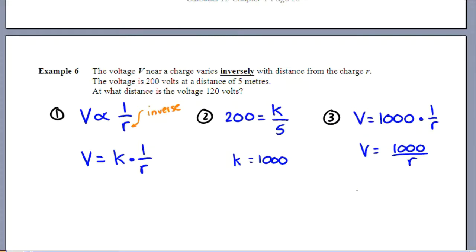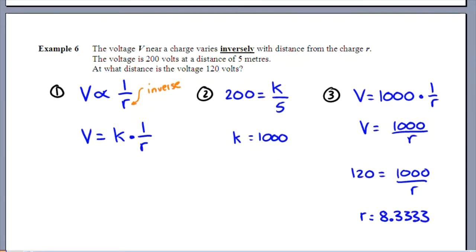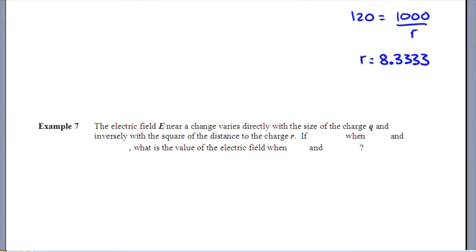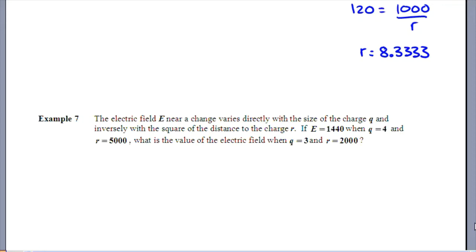I don't need to know anything about the physics. I can just start substituting stuff in and saying, sure, I'll find your answer, 1,000 divided by r, and then we solve for r. This one ends up being 8.3 repeating. And again, AP Calc, if you're going to write down a decimal that does not terminate, you have to go to 4 decimal places. Last one of our on-the-job training, another physics story.